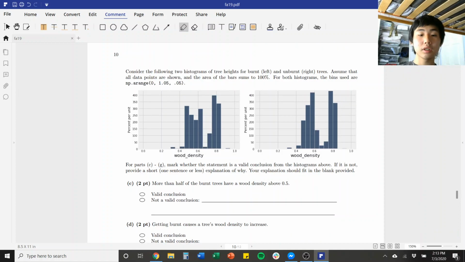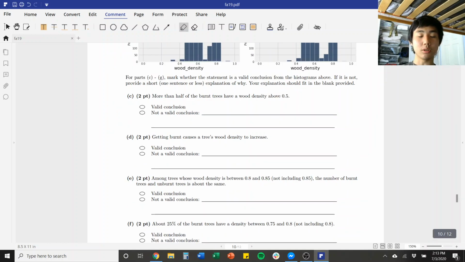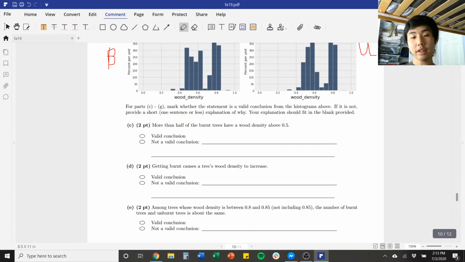Now we have the wood density of burnt trees. So this is burnt. And then the wood density for unburnt trees. And basically we're seeing here, is there any association between the type of tree or the burntness of a tree and the density of a tree? So we have a bunch of conclusions here, and we have to determine are they valid or not.